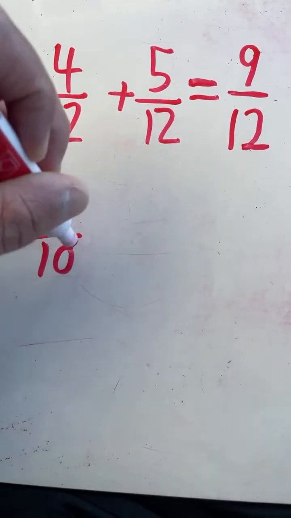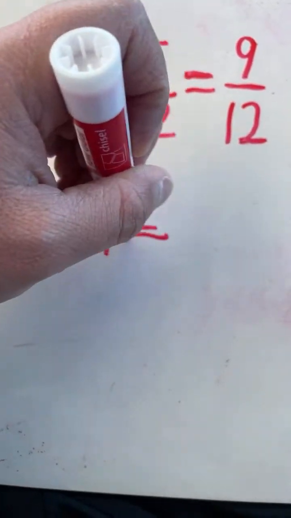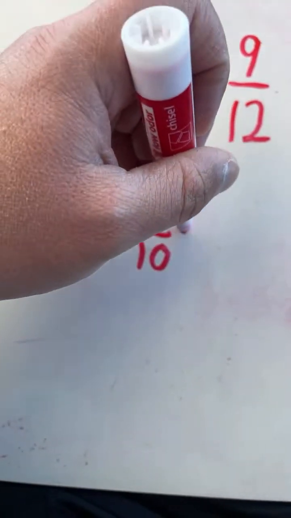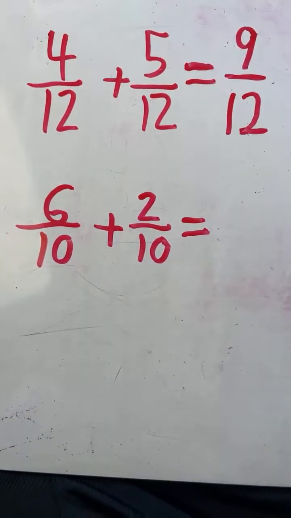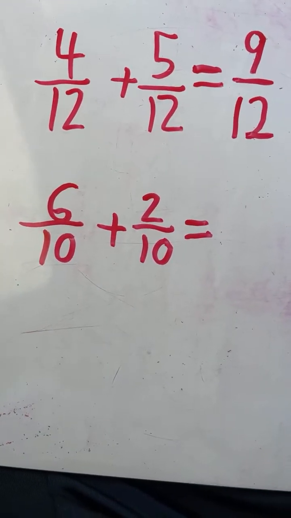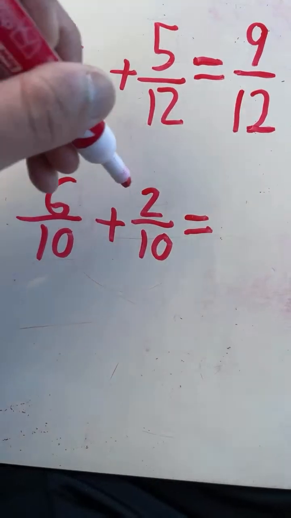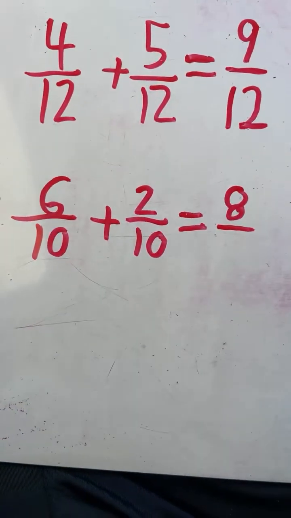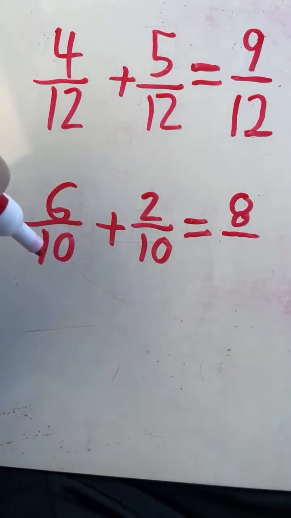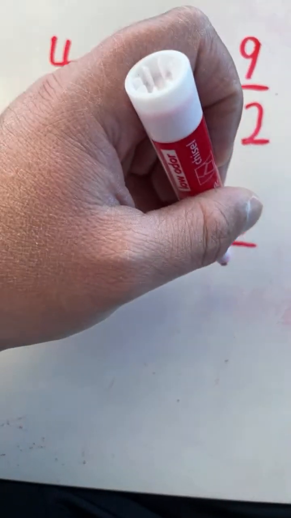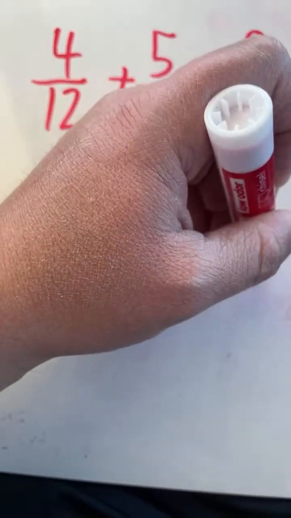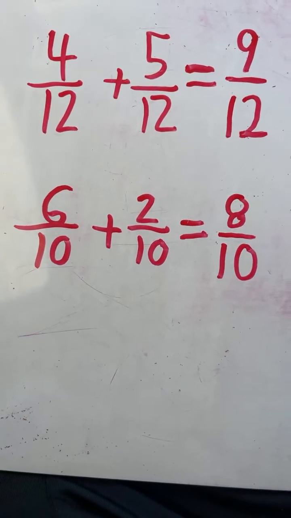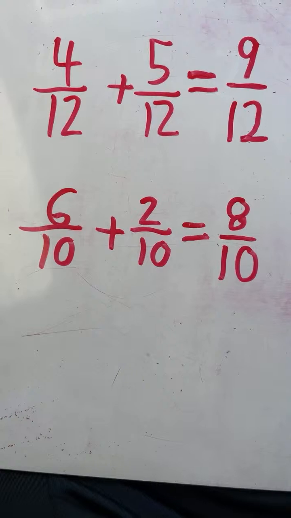6 tenths plus 2 tenths. Step 1, we add our numerators. 6 plus 2 equals 8. Step 2, we keep our denominator the same. So the denominator is 10 for both of these fractions. It's going to stay the same in our answer. 6 tenths plus 2 tenths equals 8 tenths.